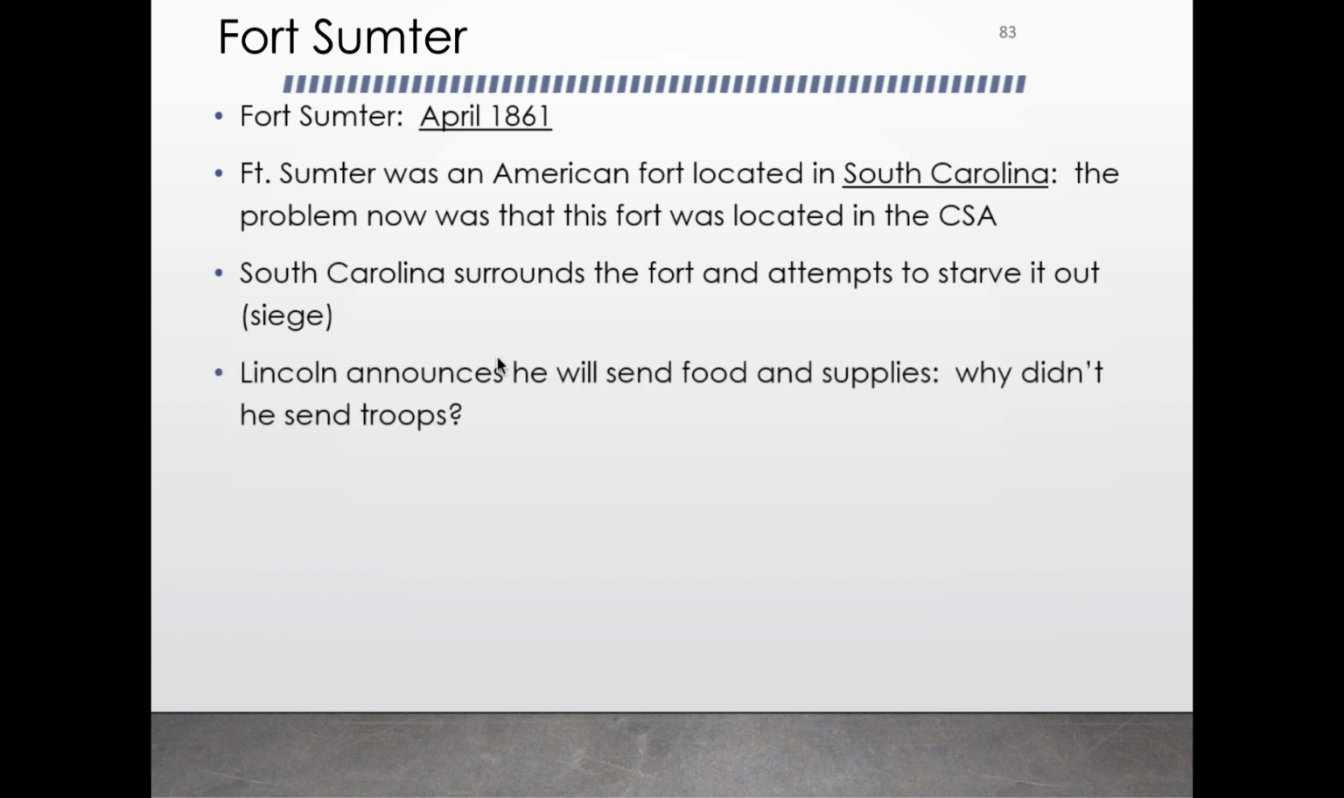So Lincoln now has issues because as president he has to protect the American soldiers and he has to protect the fort. That's part of his duty as being president. So he sends out an announcement saying he's going to send in food and supplies. He never mentions troops because if he says I'm going to send troops in, that looks a little bit more aggressive and he wants to avoid any sort of conflict or war.